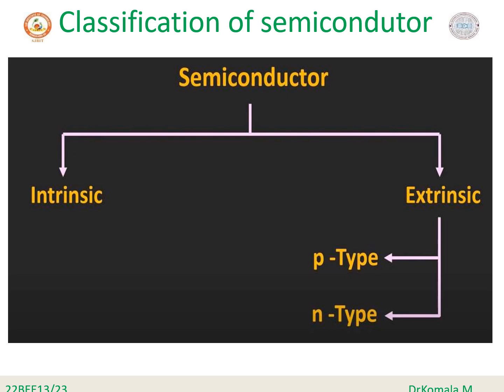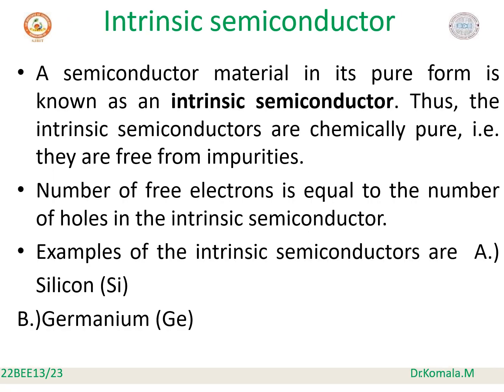Next, further going on with the semiconductors. As I told you, a semiconductor material, whenever it is available in the pure form, is known as an intrinsic semiconductor, and it has entire chemical purity. They are free from impurities. In an intrinsic semiconductor material, the number of free electrons is always equal to the number of holes. The best examples of intrinsic semiconductors are once again silicon and germanium.